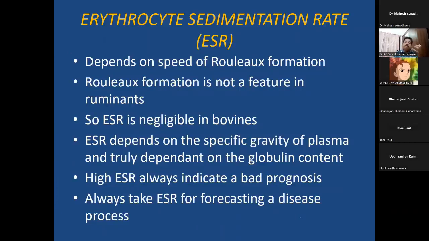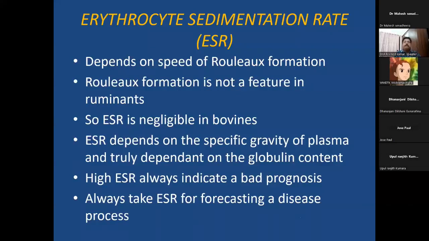If the plasma density or plasma specific gravity is too low, what will happen? The erythrocytes become more dense. They will sink down or settle down very quickly. Got it? So what happens in a disease process? There are two types of proteins in the blood plasma. We all know the albumin and the globulin. The albumin is more dense than the globulin, and they are in a specific ratio that we also know. And this ratio will be altered.